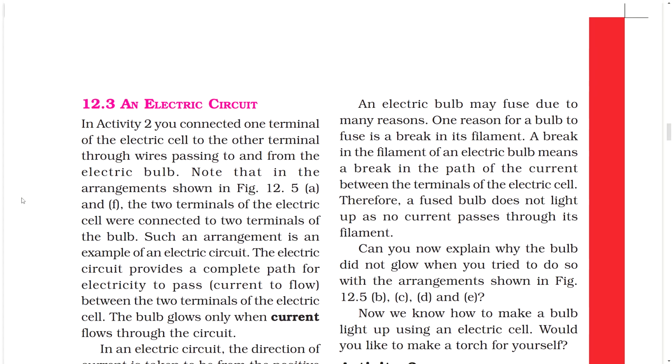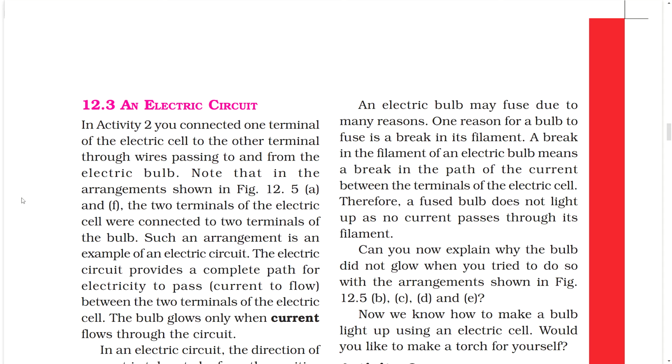An electric bulb may fuse due to many reasons. One reason for a bulb to fuse is a break in its filament. A break in the filament of an electric bulb means a break in the path of the current between the terminals of the electric cell. Therefore, a fused bulb does not light up as no current passes through its filament. Can you now explain why the bulb did not glow when you tried to do so with the arrangement shown in figure B, C, D and E?